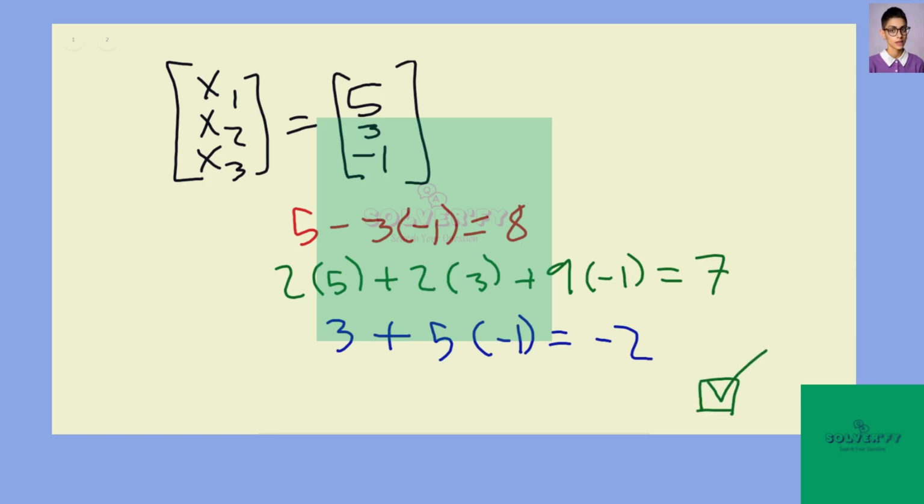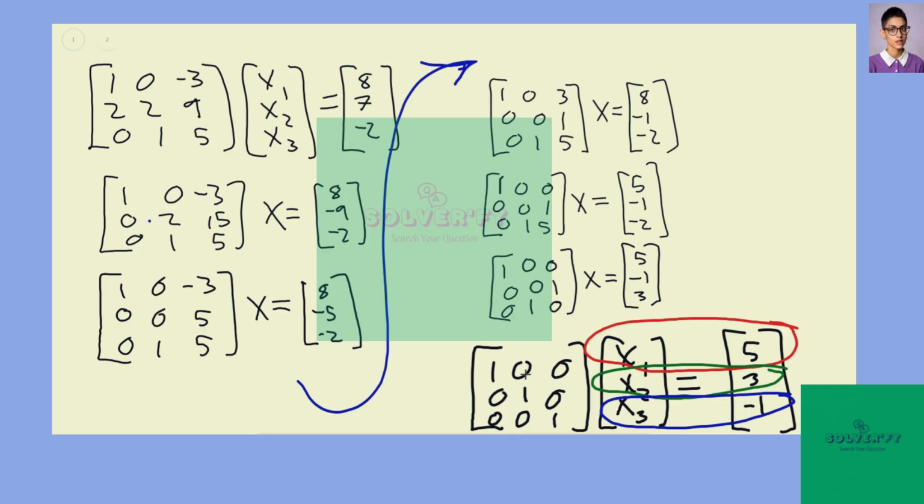So this all checks out, which means that we have successfully solved our system of equations and done so using matrix operations to manipulate our original matrix into the identity matrix and our right-hand side into our solutions.